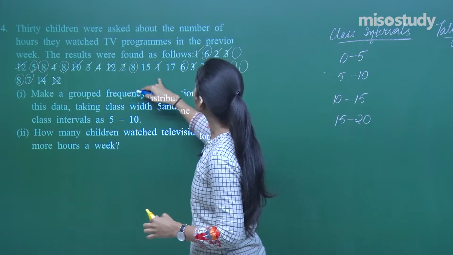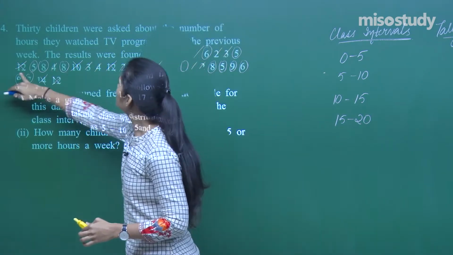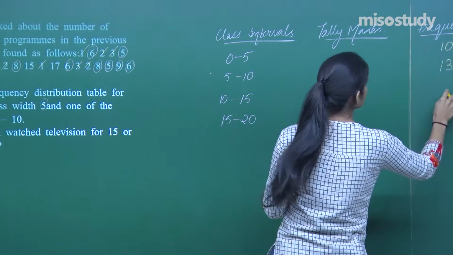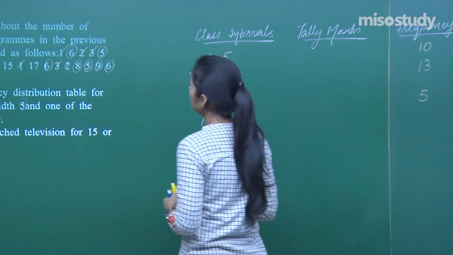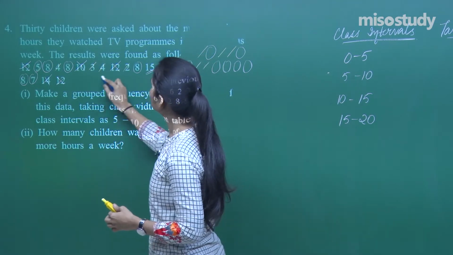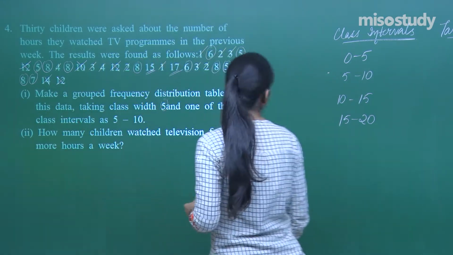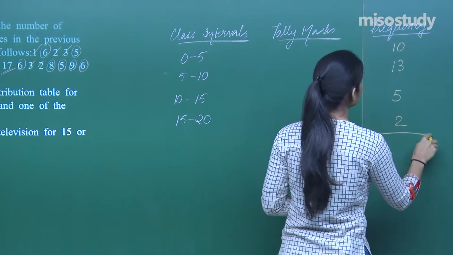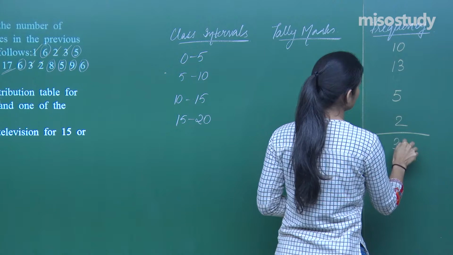So how many values do you have here? 1, 2, 3, 4 and 5. So 5 is the frequency of 10 to 15. 15 to 20: 17, 15, and that is it, 2. If you add, you will get 30.